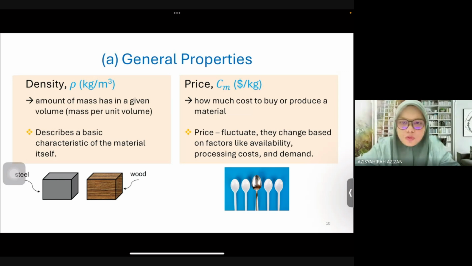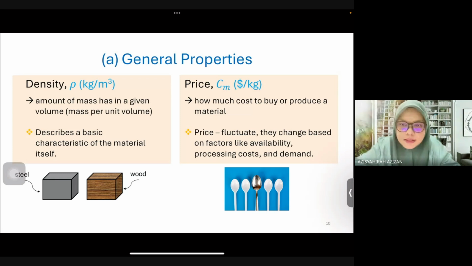Even though the price of a property can change, we should have a rough estimation for a material cost. Why? Because it's really helpful when you are just starting to choose which material to use for a project. You still need to consider the costing, right?